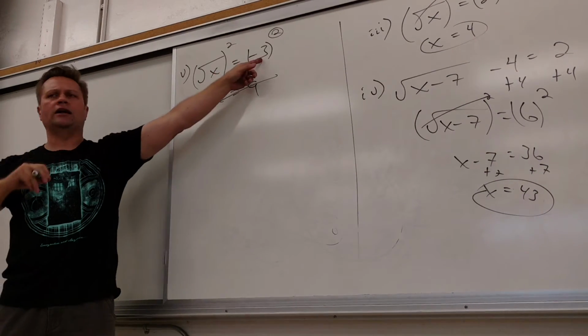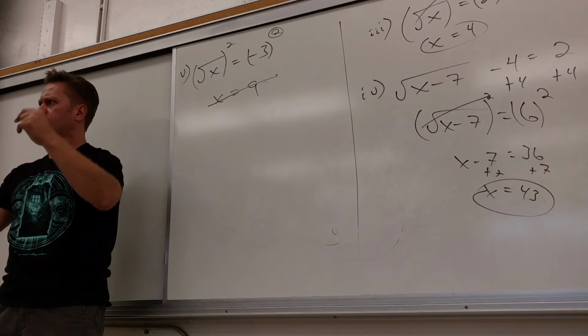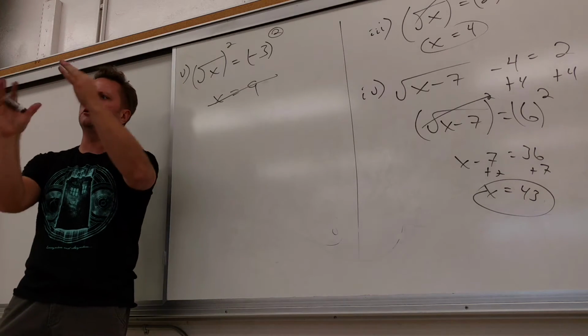But if you see this, dear God, don't do any work. Just say no solution. That can't happen. Square root cannot be negative, just like absolute value can't be negative.